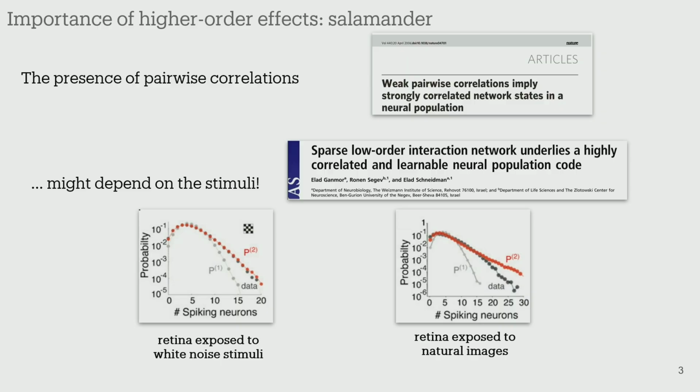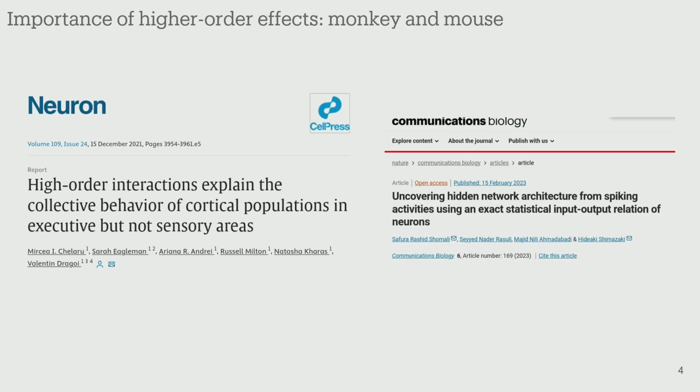And one of the first papers back in 2006 was saying that basically what we can learn is that when we, for instance, focus on the salamander retina, just a pairwise model is enough to model a retina which is exposed to white noise stimuli, while this is not the case when the same retina is exposed to natural images. And this, over the last few years, has been characterized in many different species, like monkeys and mouse, just looking at the neural dynamics or local field potentials, and these group interactions, or higher-order interactions, have been characterized in cortical population.